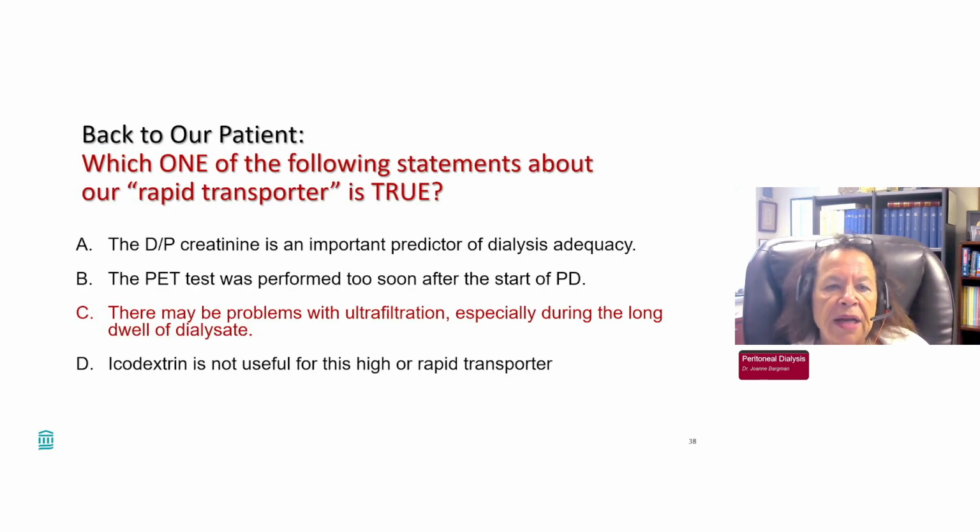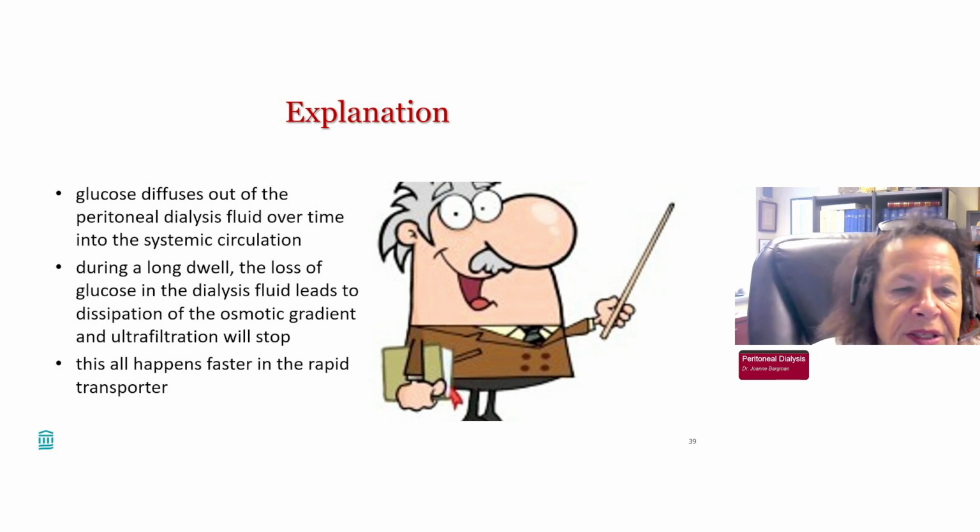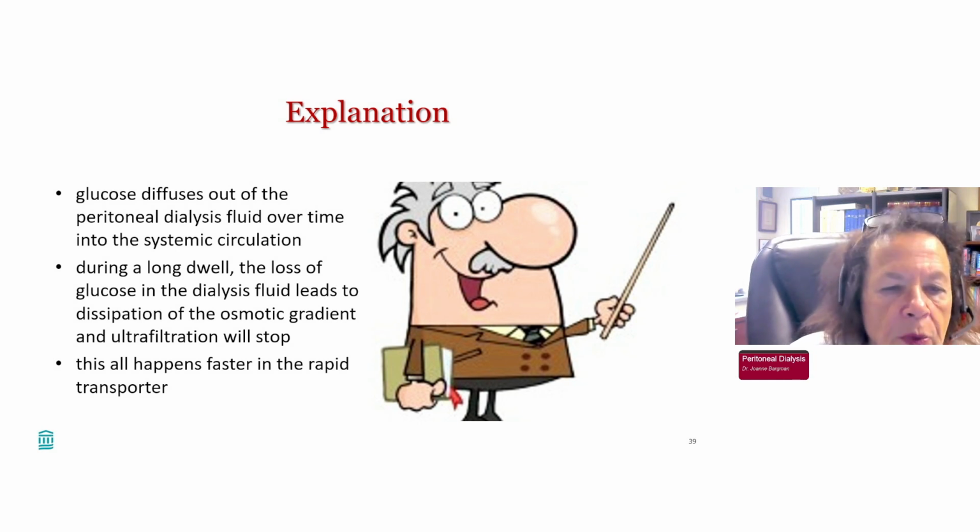So back to the patient that I talked about at the beginning, who had a PET that showed that they were a rapid transporter. The right answer, I hope that this is the one you chose, is that there may be problems with ultrafiltration, especially during the long dwell of dialysate, and that is because of the faster dissipation of the glucose osmotic gradient. So in terms of the other potential answers, during a long dwell, well, that will explain the rapid dissipation of the osmotic gradient, and this all happens faster in the rapid transporter.